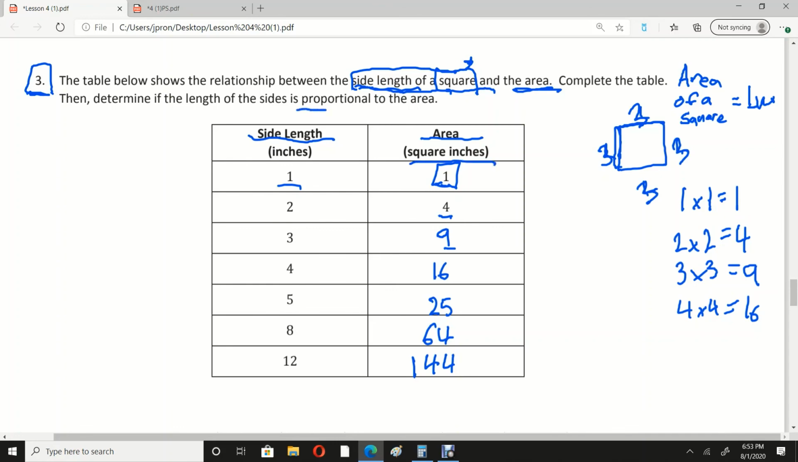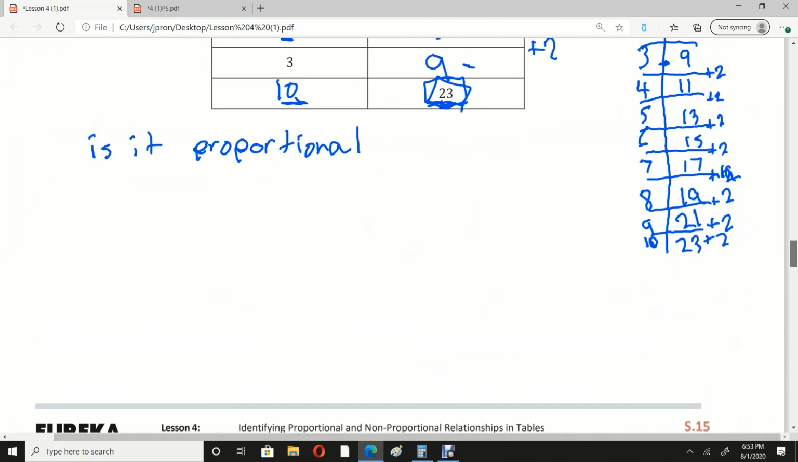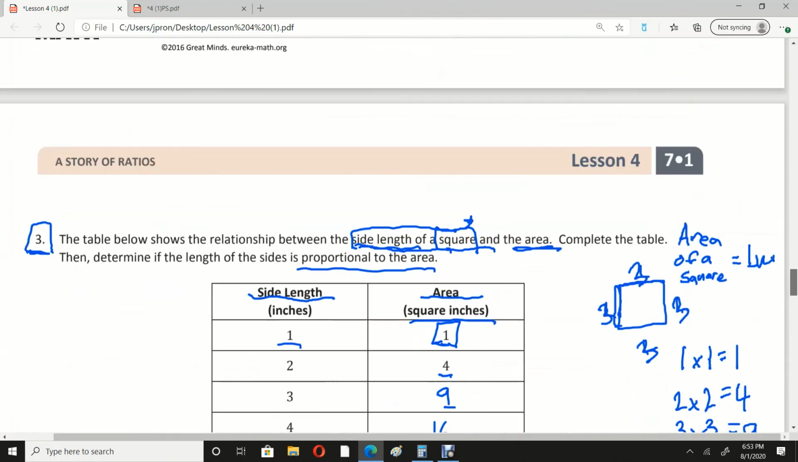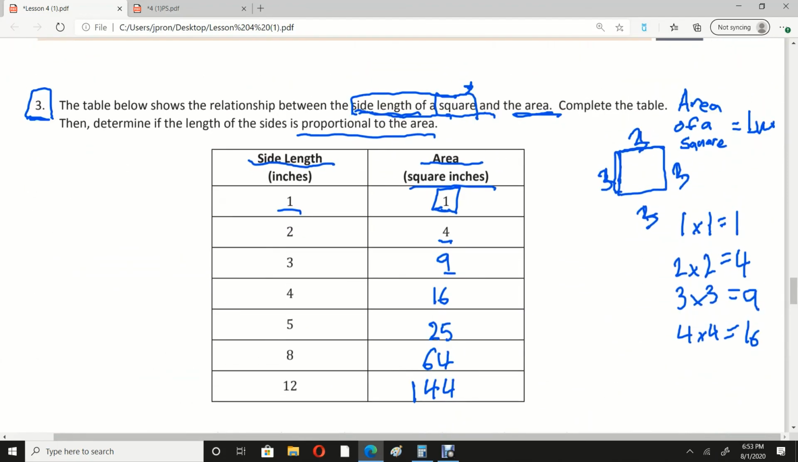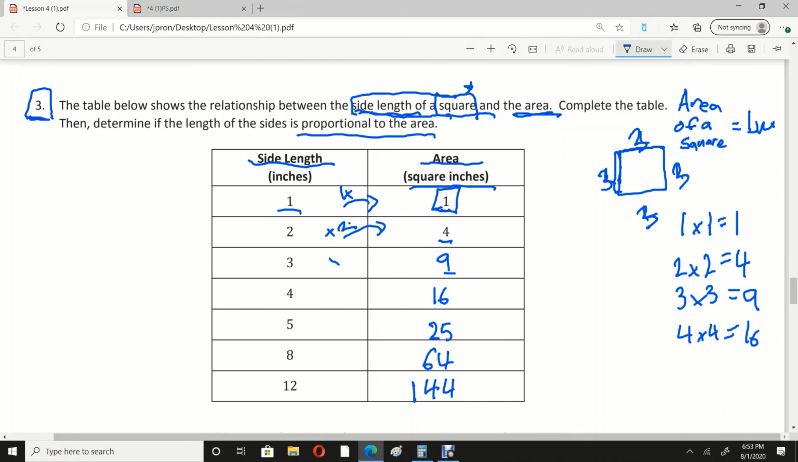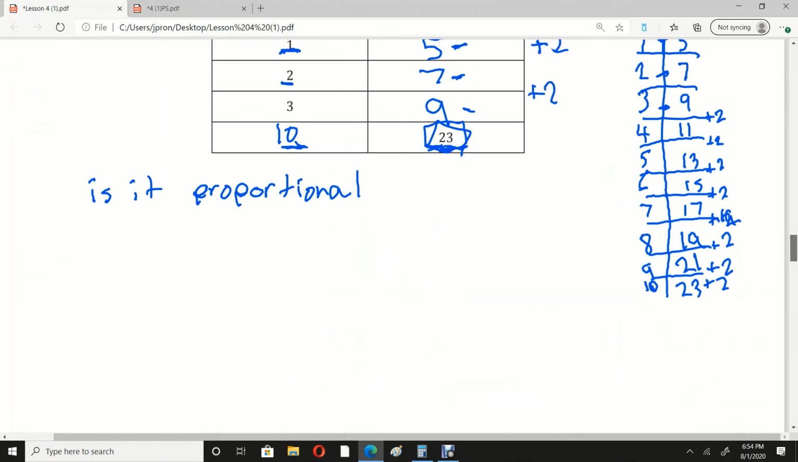But this is not proportional, right? It is not proportional, because it changes each time, right? So from 1 to 1, we multiply times 1. But here we multiply times 2. And then we multiply times 3. So our unit rate doesn't stay constant. So it's not proportional, right? And for example 2.